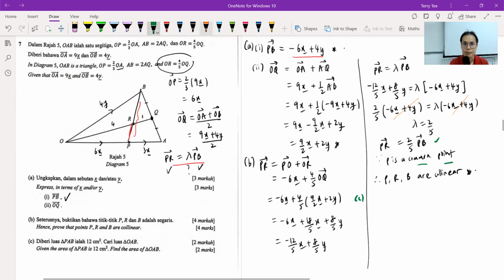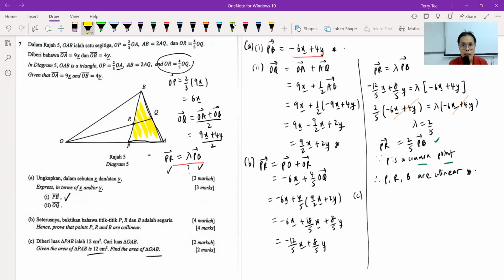Okay, third one, part C. I am supposed to find the area of triangle OAB given the area of triangle PAB is 12. Let me highlight for you. Where's PAB? PAB is this. This area is 12. Maybe I highlight this, the whole thing. This is 12, and we're finding OAB. OAB is the entire triangle. Maybe I use purple color for the whole thing.